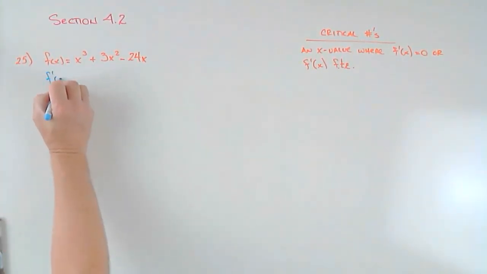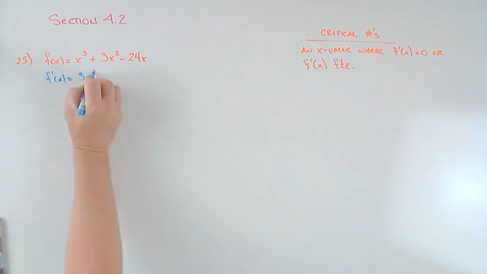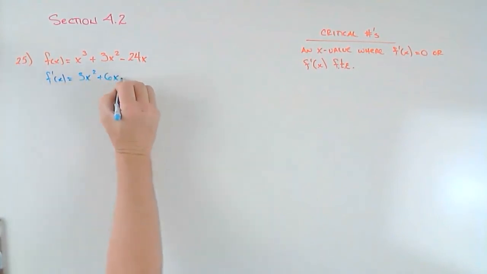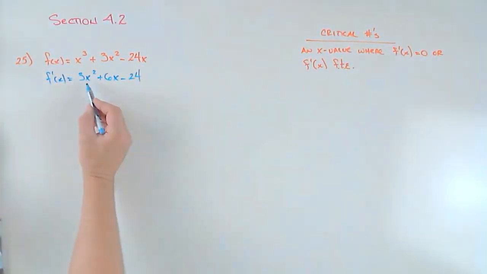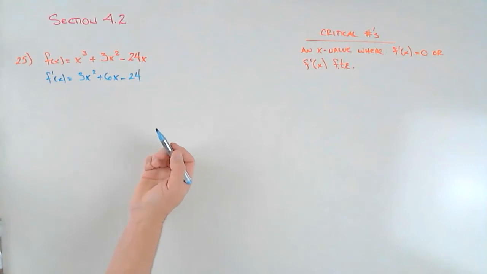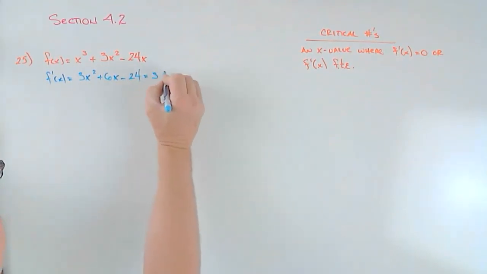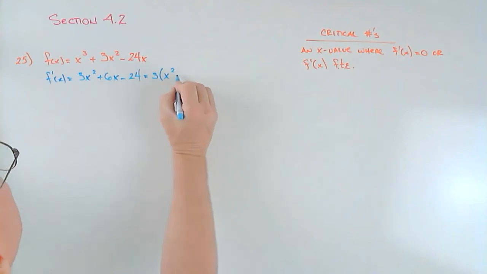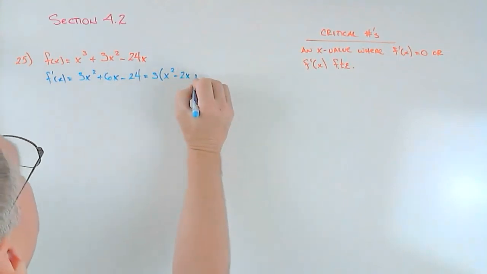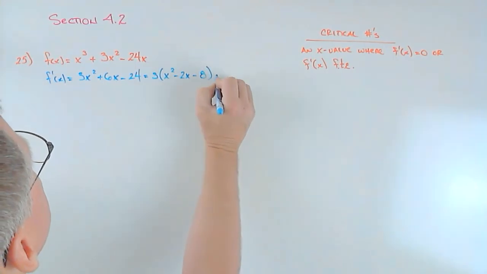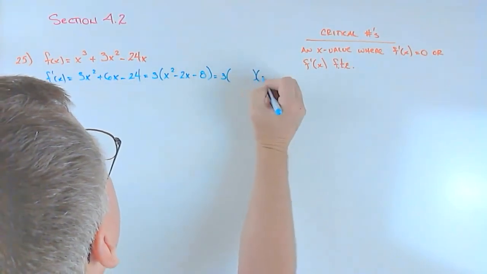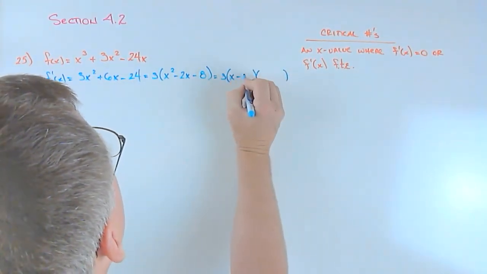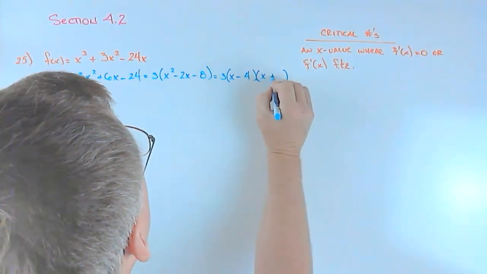So if we take the derivative of this function, we get 3x squared plus 6x minus 24. And now we can factor that, right? Because we're going to want to set it equal to 0. This is a quadratic. When we want to set a quadratic equal to 0, we always factor. So let's just go ahead and do that right now. We can take out a 3. That leaves us x squared minus 2x minus 8. And we can factor that even further. That's going to be 3 times x minus 4 times x plus 2.